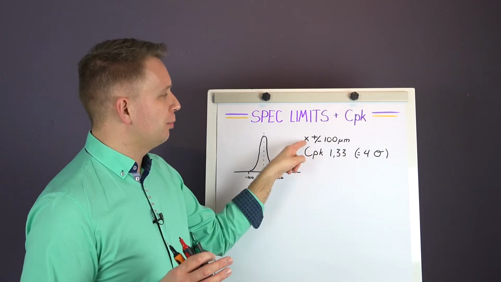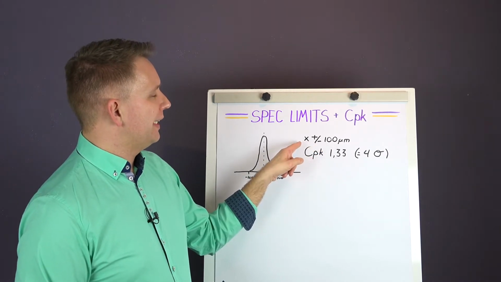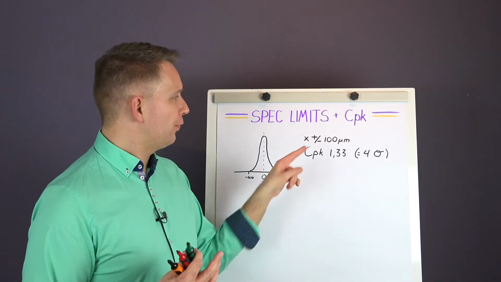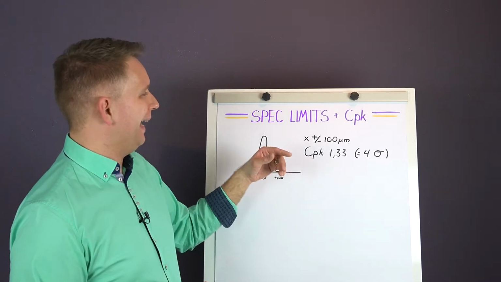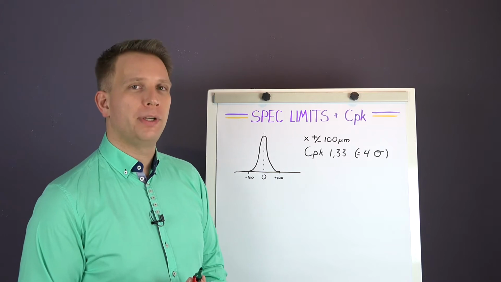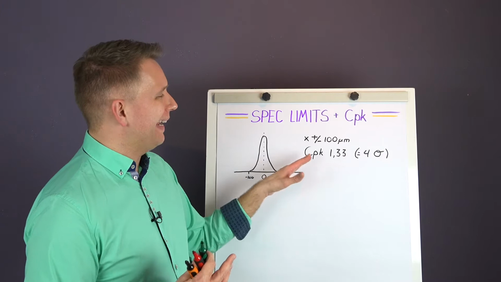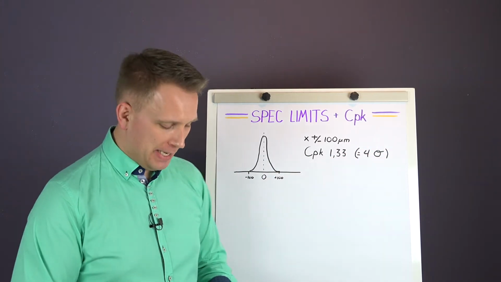But here we assume that they would like us to center the process, and what they then also say is how many of those pieces should fall within plus or minus 100 micrometers, and they do that by saying we expect a CPK of 1.33. And this translates, check my previous video, into 4 sigma levels. Now, what does that mean?